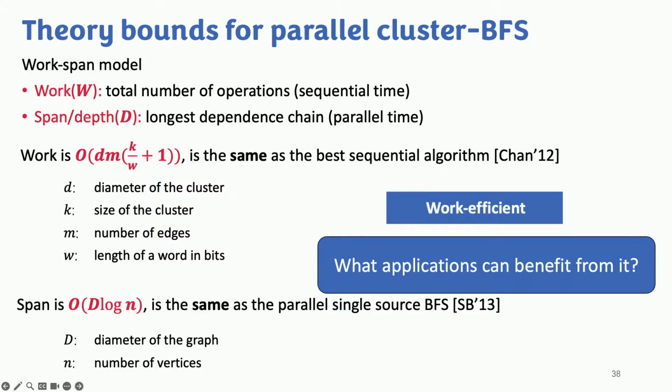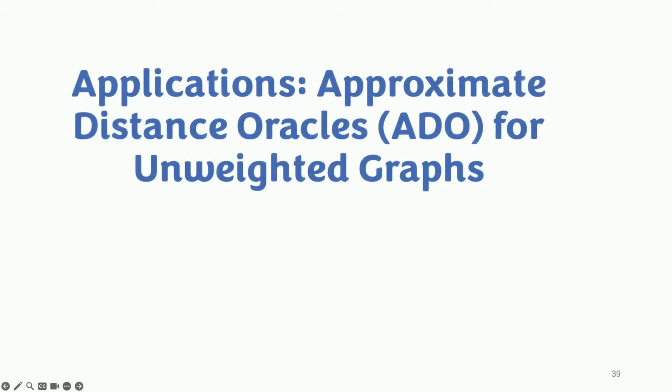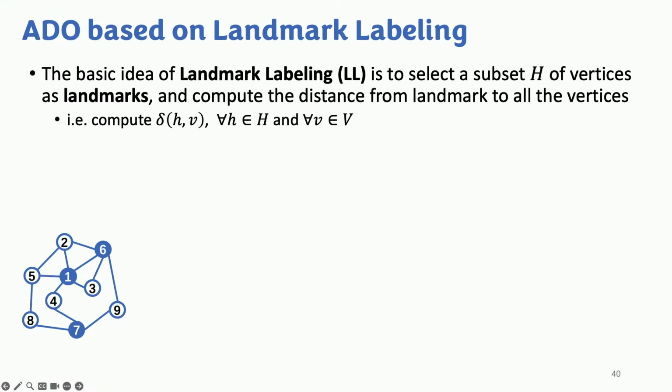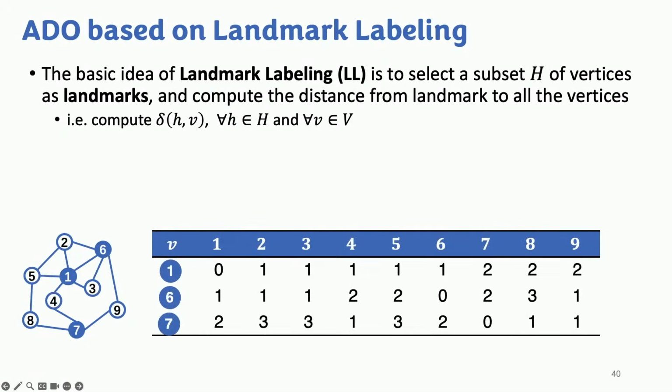So what applications can benefit from this parallel Cluster-BFS? We find a very interesting application that can benefit from this algorithm. It is an approximate distance oracle algorithm for unweighted distances. The distance oracle is based on the landmark labeling idea. The idea is very simple. It selects a subset of vertices as landmarks and computes the distance from the landmarks to the vertices.